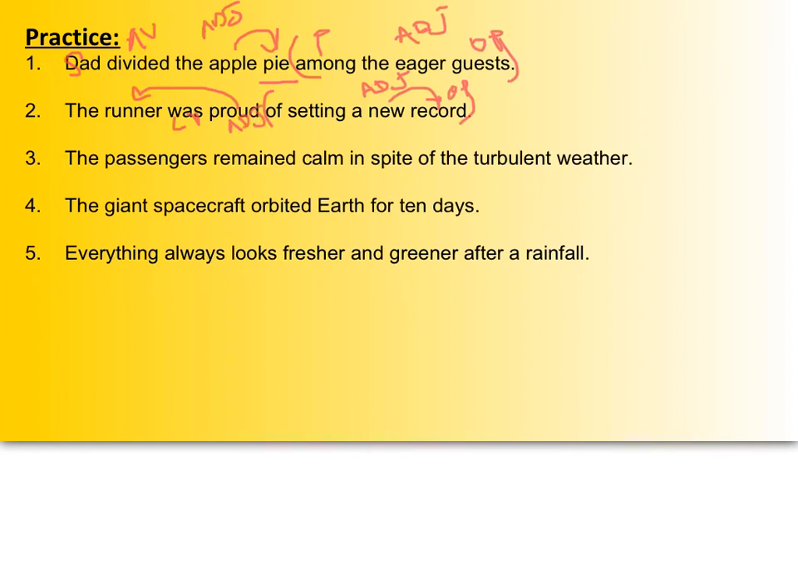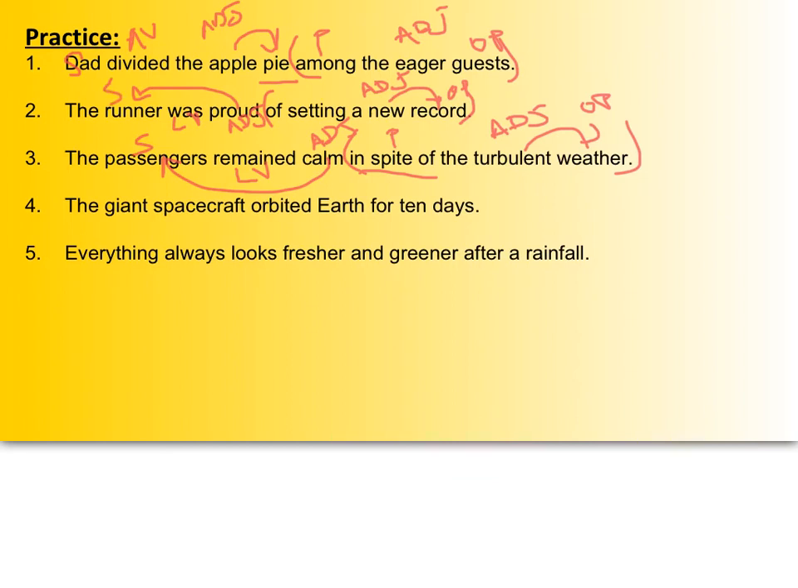The passengers remained calm in spite of the turbulent weather. In spite of is a complex preposition, and turbulent is modifying our object of the preposition. So here we've got an adjective. Remained, the passengers remained calm, equal calm, were calm. It's working as a linking verb. Calm is modifying passengers, so you've got an adjective there, modifying our subject.